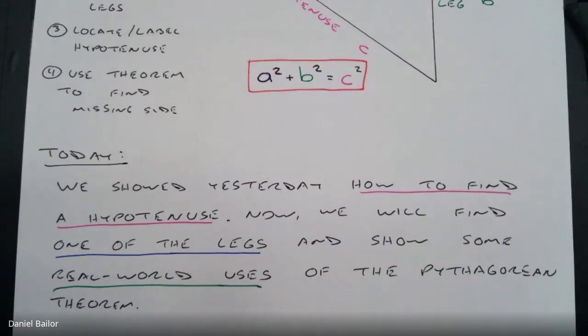which means we'll have to do a little bit more algebra than yesterday. Just a little bit. There's like one more step today. You'll see what that extra step is. It will make sense, especially if you remember your work in 6th and 7th grade. So don't freak out about today. If you did well yesterday, you should do well today. So we're going to find one of the legs, and we'll also show some real-world uses of the Pythagorean theorem. We're going to find out how people use the Pythagorean theorem in the real world.